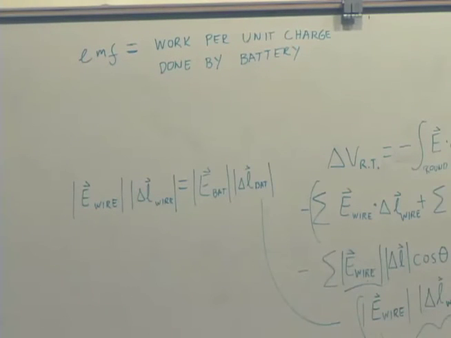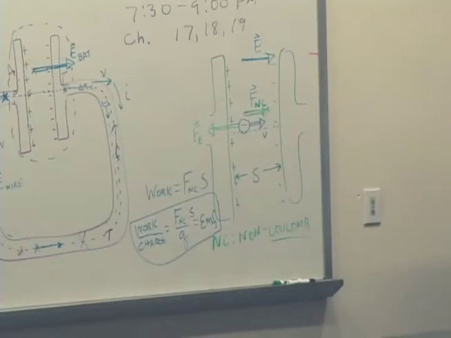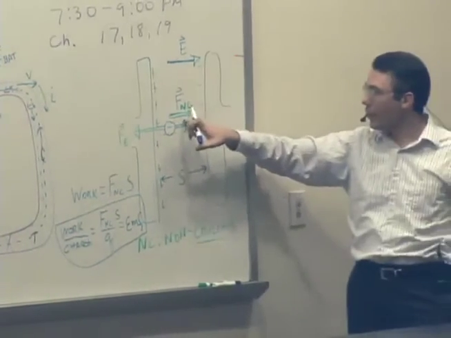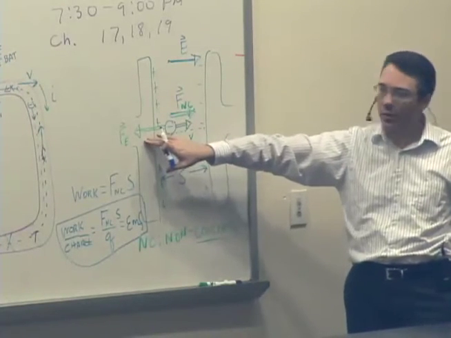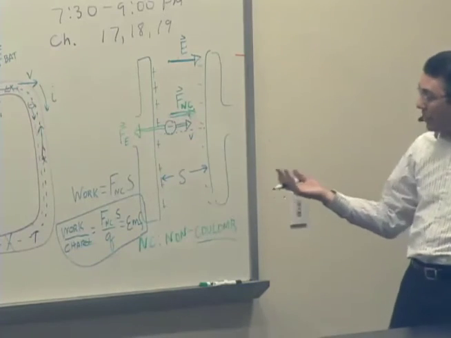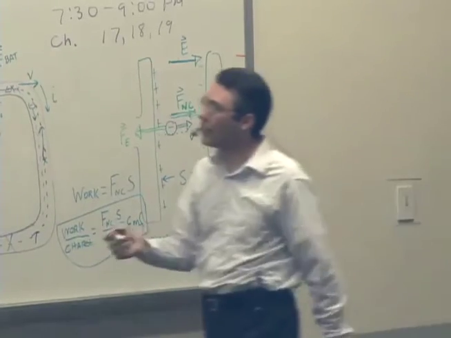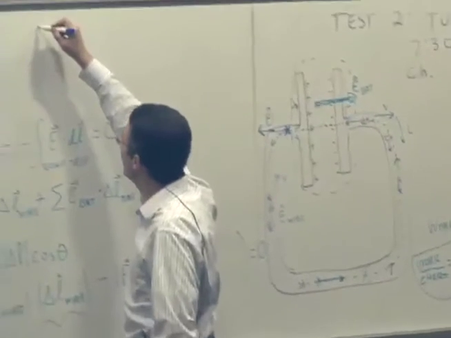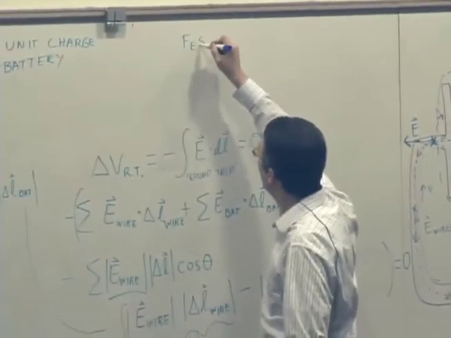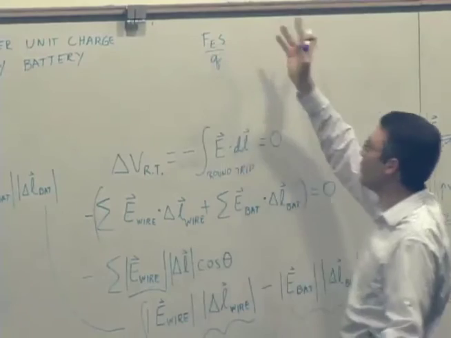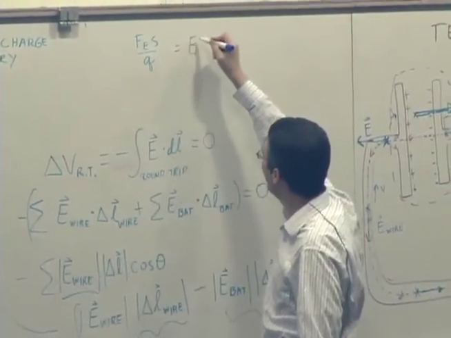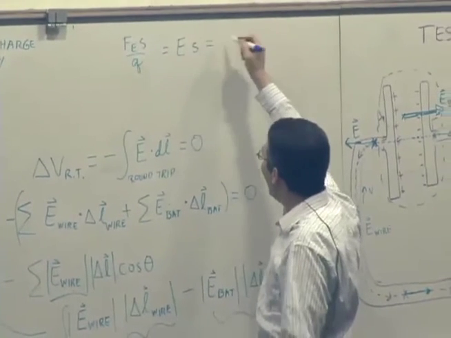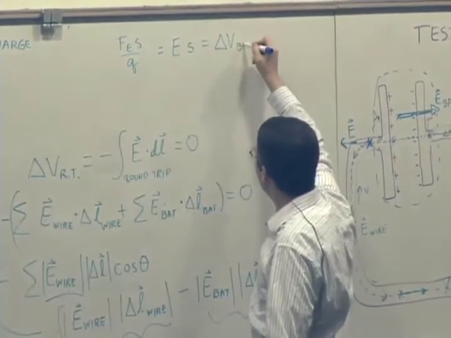Well, if this charge is moving at a constant speed, at minimum, this force has to be numerically equal and opposite to the electric force. Okay, and so it has to be numerically equal to the electric force times that distance per unit charge. But the electric force times that distance, or Fe divided by Q, is just the electric field times that distance, that's just the change in potential across the battery.